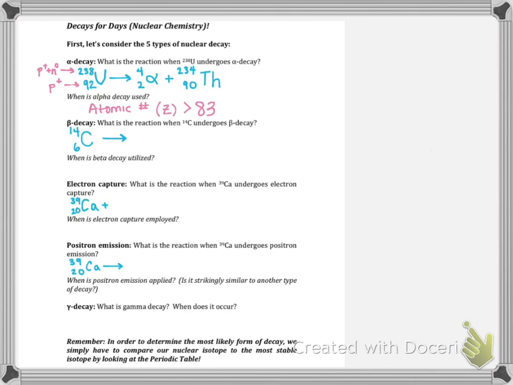So next up, we have beta decay. We're going to start with carbon-14. I started with carbon-14, and it has 6 protons, so I got the atomic number from the periodic table. It's going to give off a beta particle, which has no mass and a charge of -1.